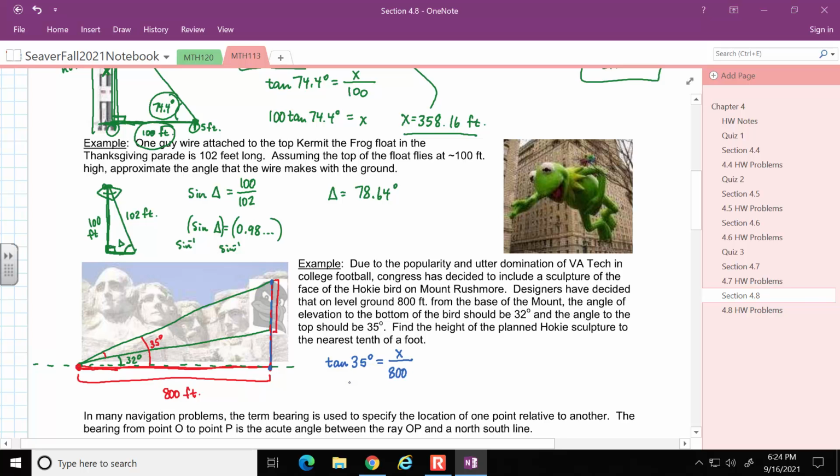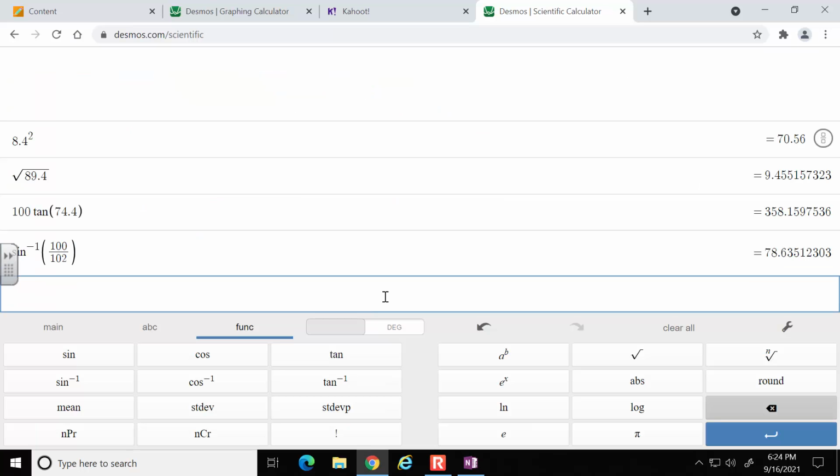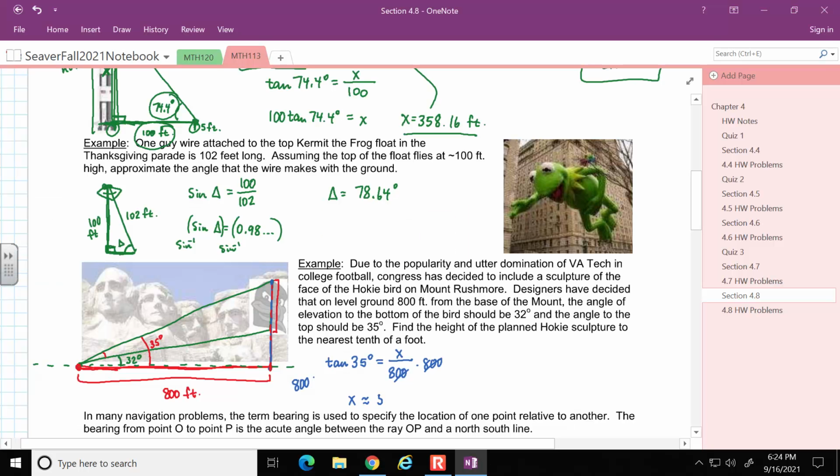Okay, so let's solve that one first. If I multiply both sides by 800, over here they'll cancel, and I'm going to get x to be 800 times the tangent of 35 degrees. And I get 560.166. So that's the entire height, right? That's this measure. But that's not what I want.